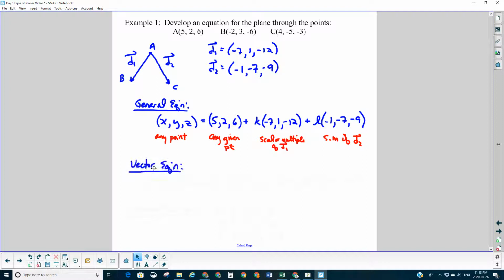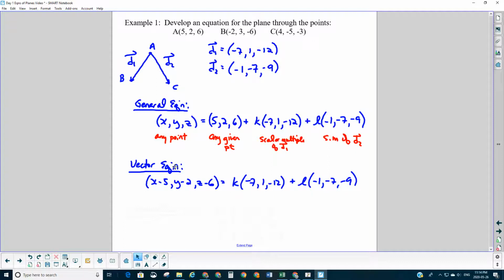Is there a vector equation? Sure. If you remember, the vector equation comes from subtracting this and bringing it over to the same side. This is a positive point. If I bring it over here, I'm going to subtract. So it's going to be x minus 5, y minus 2, and z minus 6. And all of that looks the same, equals, and then what are you left with? Well, you're left with the scalar multiples of the two direction vectors.